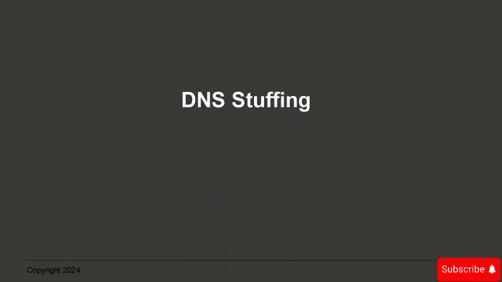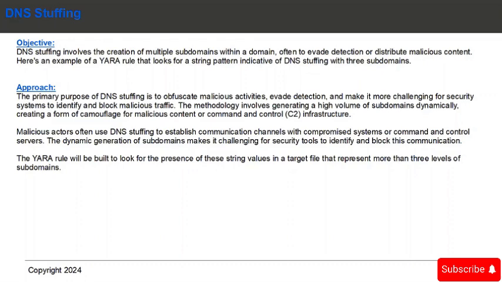In this lesson, we are going to cover how to build a YARA rule to potentially help in the detection of DNS stuffing techniques. DNS stuffing involves creating a number of different multiple subdomains underneath a domain. And this is done to evade detection, distribute malware content, and it's a pretty common technique that you see many times. The purpose of DNS stuffing is to hide malicious activity, evade detection, and make it more challenging to identify and block malicious traffic. They'll do this automatically. It's scripted. There's a generation, a high volume of subdomains that are dynamically created in order to build this camouflage for the malicious content or the command and control infrastructure that they're trying to hide.